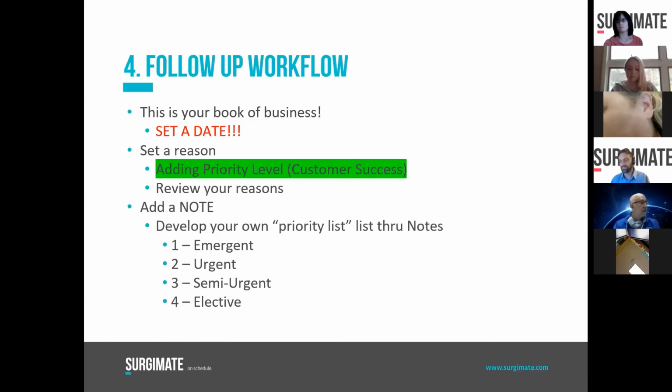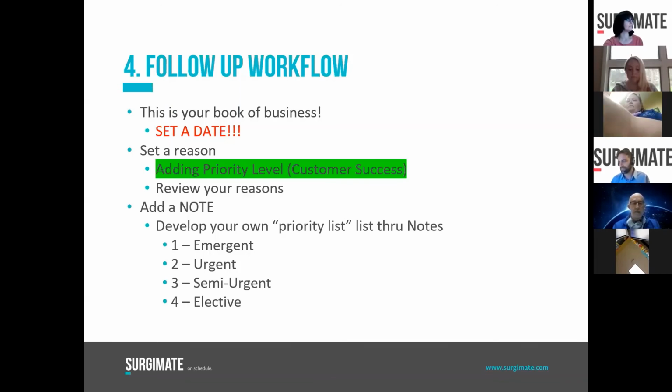You want to set a reason. Maybe you can add a priority level if you like. I would review them as a group, and you can possibly add a note and develop your own priority list through the notes so that you can sort further. So what I would say here about the follow-up is some groups have a habit of only putting the surgery in Surgimate once the patient has said they definitely want to have surgery.